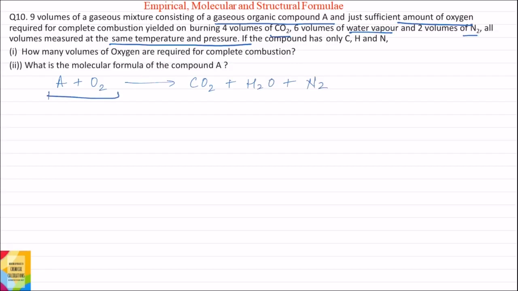टोटल वॉल्यूम A और ऑक्सीजन का है 9, कार्बन डाइऑक्साइड का वॉल्यूम है 4, H2O का वॉल्यूम है 6, नाइट्रोजन का वॉल्यूम है 2. नाउ ऑल द रिएक्टेंट्स एंड प्रोडक्ट्स, जो भी रिएक्टेंट्स और प्रोडक्ट्स हैं, दे आर ऑल इन गैसियस स्टेट एंड दे आर ऑल एट द सेम टेम्परेचर एंड प्रेशर. सो देयर रिलेटिव वॉल्यूम्स विल बी इक्वल टू देयर रिलेटिव नंबर ऑफ मोल्स. मतलब A प्लस O2 का टोटल नंबर ऑफ मोल्स होगा 9, कार्बन डाइऑक्साइड का नंबर ऑफ मोल्स होगा 4, H2O का नंबर ऑफ मोल्स होगा 6 और नाइट्रोजन का नंबर ऑफ मोल्स होगा 2. जो भी रिलेटिव वॉल्यूम है, that will be equal to relative number of moles.